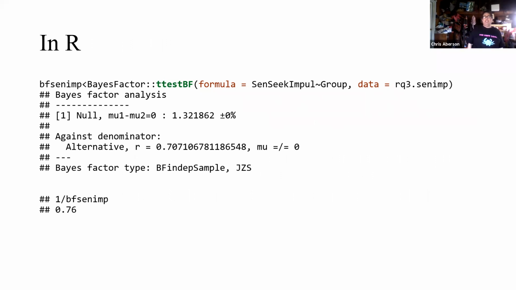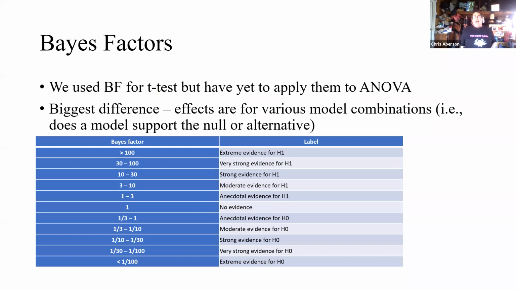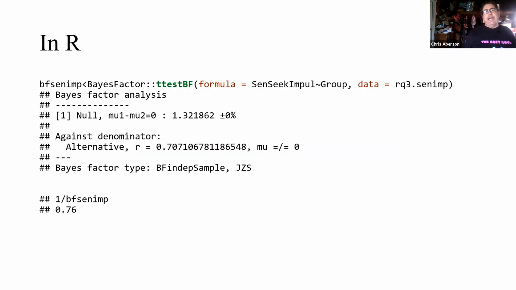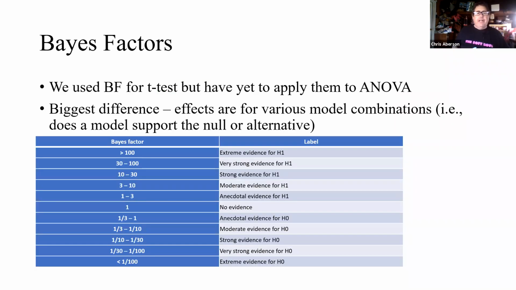So you can see I've done this. It gives me my value that is, of course, in 10 form. I take 1 divided by it. It gives me a value of 0.76. What is that telling me? It's telling me we don't really have a heck of a lot of evidence for the null hypothesis. You can see how Bayes factor values are interpreted. If we take a look at these BF10 values, my value of 1.32 is actually anecdotal evidence for the alternative, no evidence for the null hypothesis at all. So we don't really have support for the null in this case.